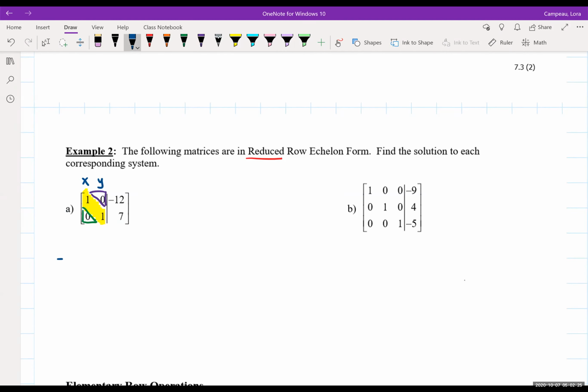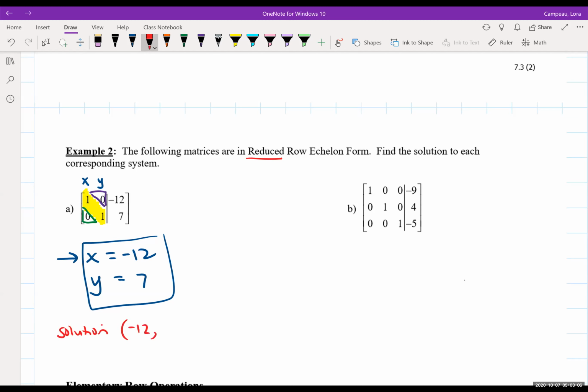So if you look at the corresponding system from part A, we end up having 1x, so we only have to write x, plus 0y, don't even have to write the y, equals negative 12. And you have the solution to what x is. Now similarly, if you look at the second row, you have 0x plus 1y equals 7. And we have our solutions. Now, if you'd like, you could write them as an ordered pair, which is negative 12 and 7.